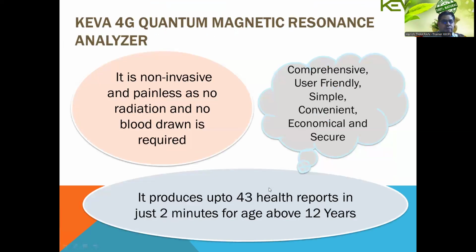The best feature of the Kiva 4G QMRA machine is that it is non-invasive, painless, and there is no impact of radiation. Apart from that, we don't draw any blood sample, and the machine is very easy to use and operate, simple, convenient and economical. Within 2 minutes you can get 43 different health report cards, on the basis of which you can get a brief idea about your health at that particular time.